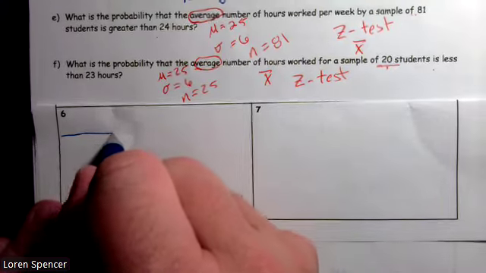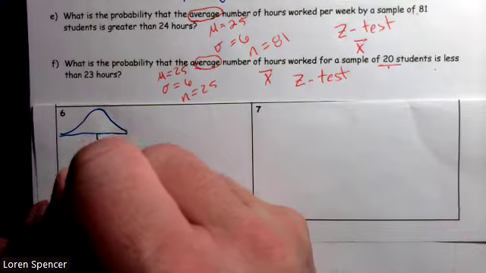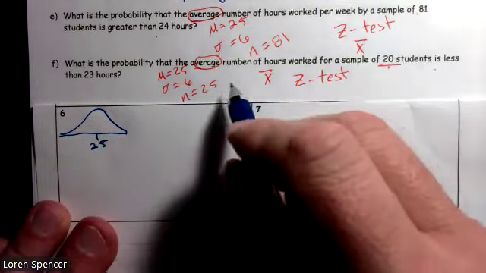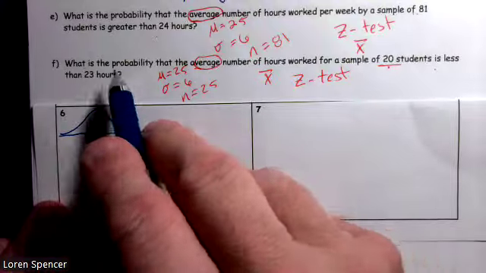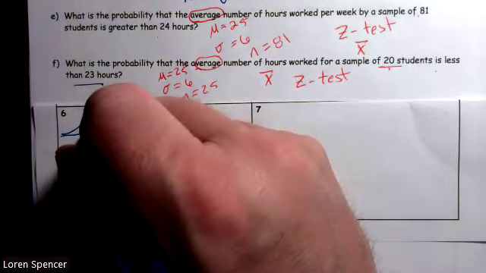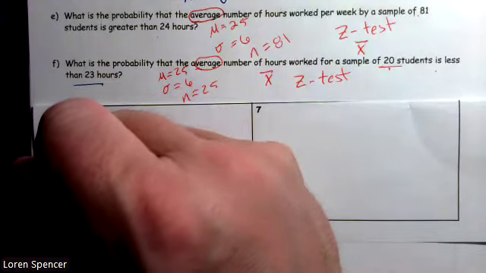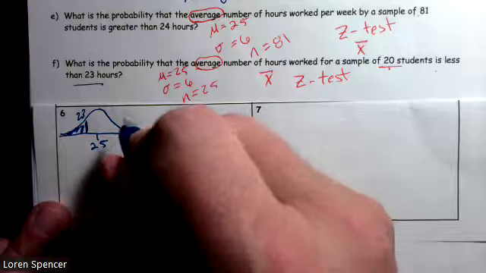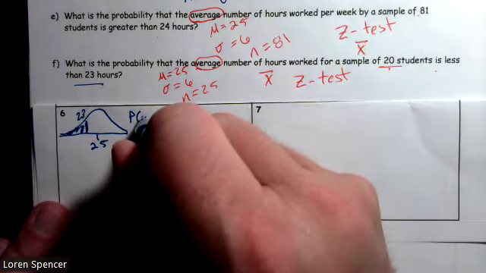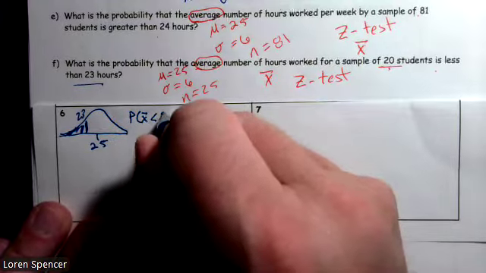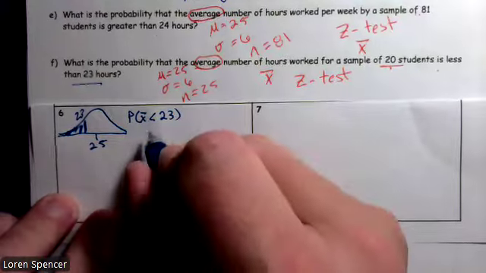All right. So drawing my picture. Well, we know the mean is 25. And we want to be less than 23. So I'm looking for 23, which is down here, and I'm shading to the left. All right. So my probability statement is the probability that X bar is less than 23. This is a z-test.